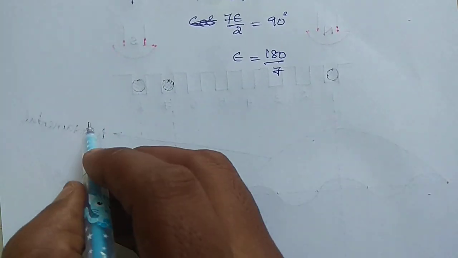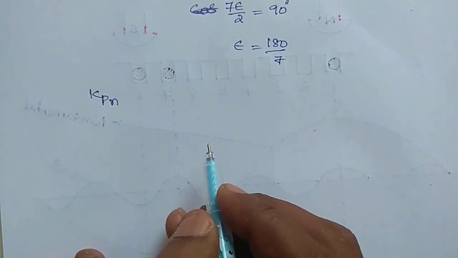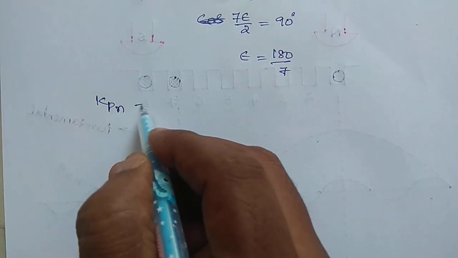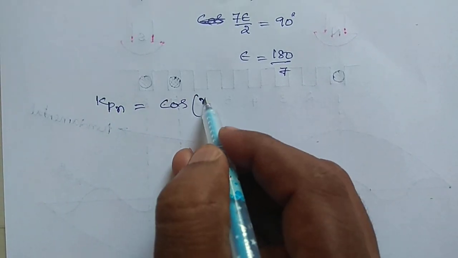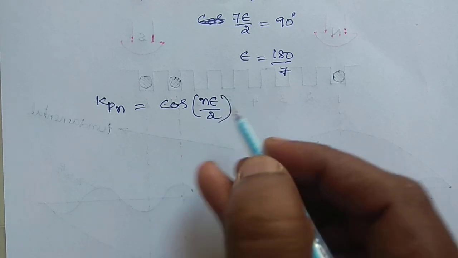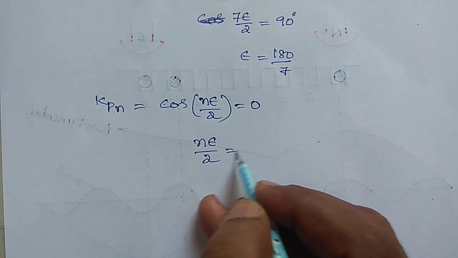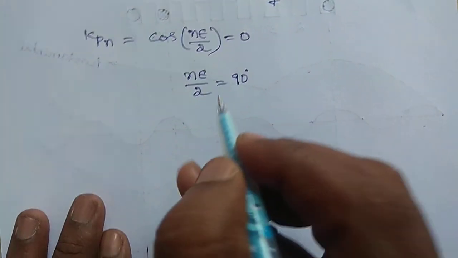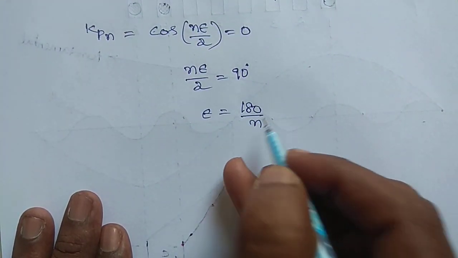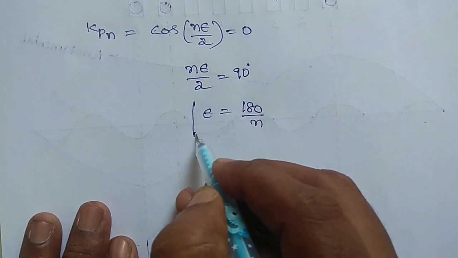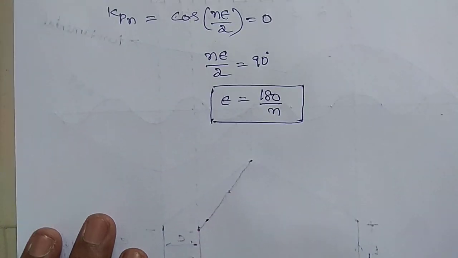In general, how can I eliminate the nth order harmonic by using short pitch winding? Here Kpn equals cos n epsilon by 2 equal to 0. So n epsilon by 2 equals 90 degrees. So epsilon equals 180 by n. So this is the way I eliminate the nth harmonic by choosing the epsilon value.